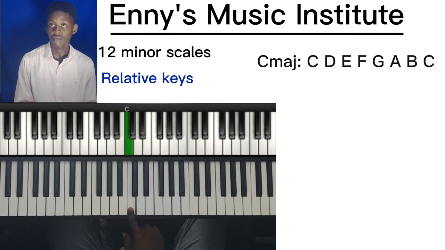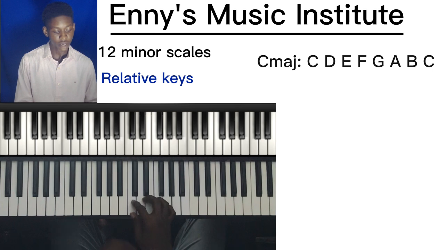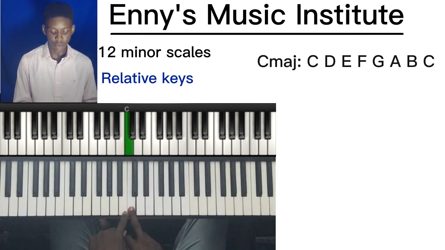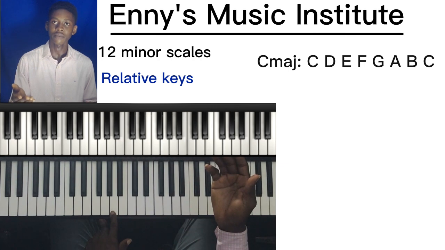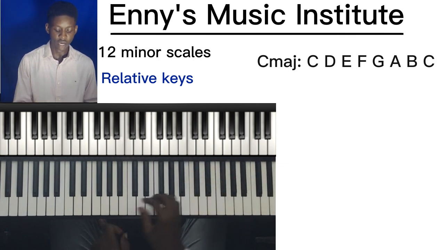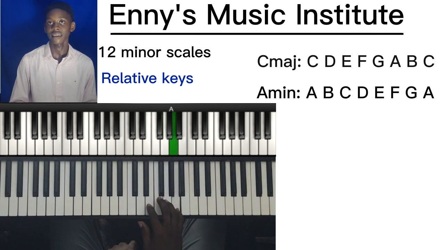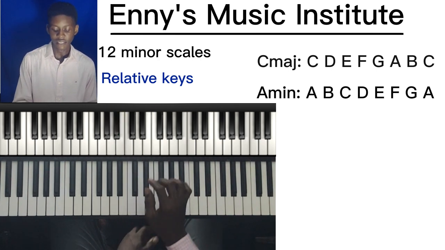So this is C major, right? Alright. Now, how are we going to know the relative minor of this key? Move down 3 semitones. 1, 2, 3. Now this is A. So now from the chart I give you, you can check what the A minor scale is. You will see we have A, B, C, D, E, F, G, A. Now this is the A minor scale. And this is the C major scale.